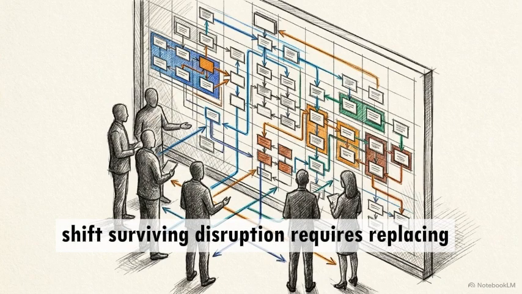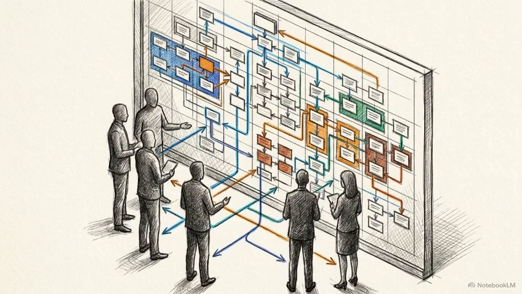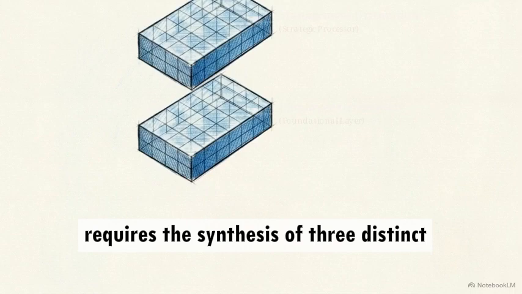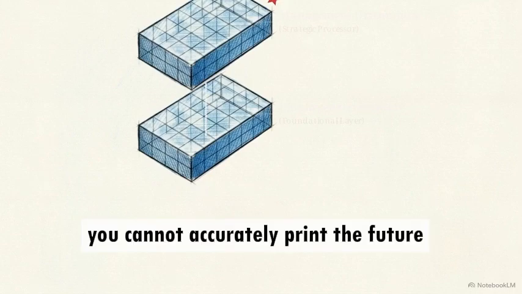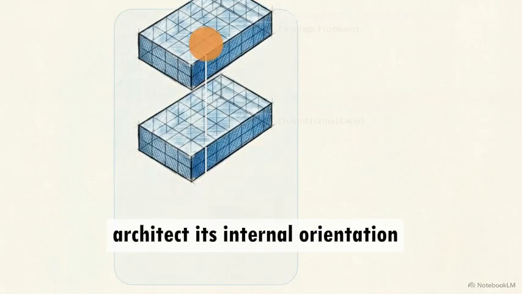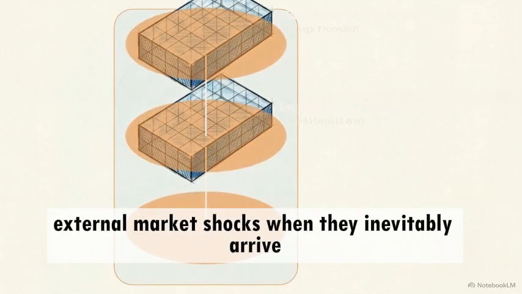Surviving disruption requires replacing static external observation with dynamic, systemic internal alignment. True organizational resilience requires the synthesis of 3 distinct operational layers. You cannot accurately predict the future. Therefore, an organization must architect its internal orientation to safely process external market shocks when they inevitably arrive.